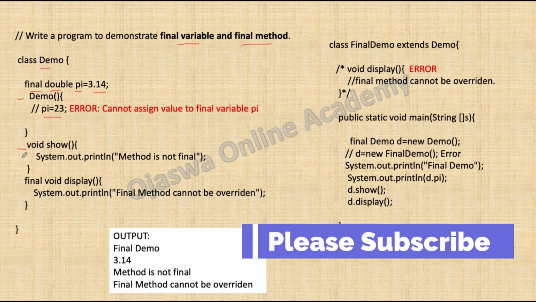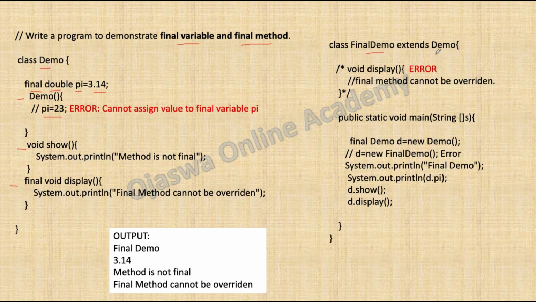Then we have method show. We have final method display. Final methods cannot be overridden. We have a class final demo, extends demo. And we have tried overriding display method. This is my superclass display method. Now if you don't know what is method overriding, please watch video titled method overriding. So while executing your program, you can try out overriding a final method, same signature void display, and write different code for it. Compiler will throw an error displaying the error message, final methods cannot be overridden. So I have commented this out.